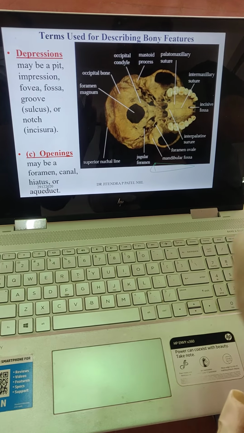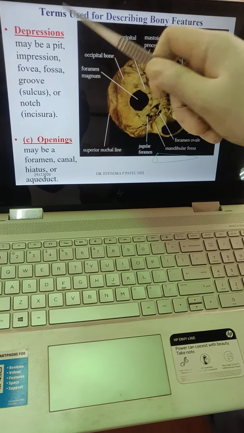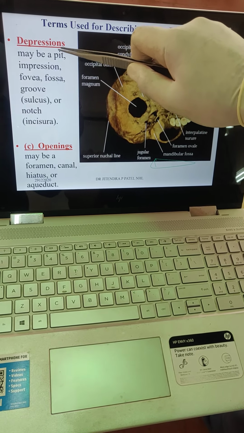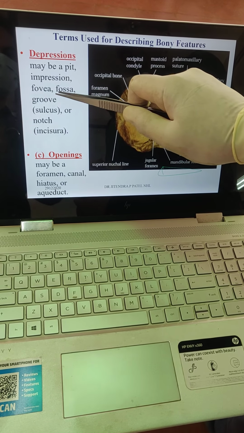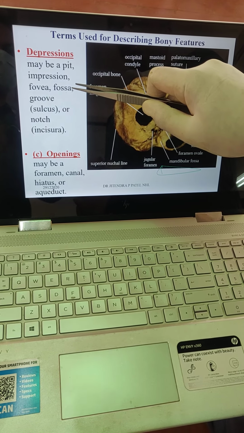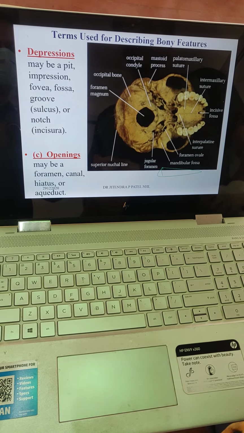Depression is the term used for describing a bony feature. A depression may be very small, like the head of a pin, and is called a pit. It may be called an impression. It may be called the fovea. In some places it is called the fossa. In some places it is called the groove. In some places it is called the notch.